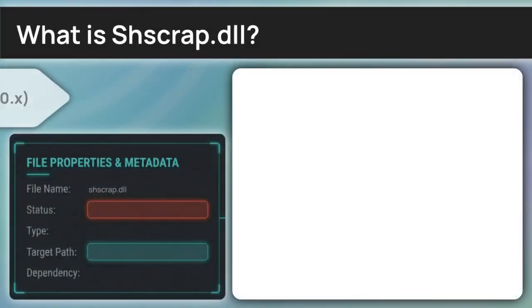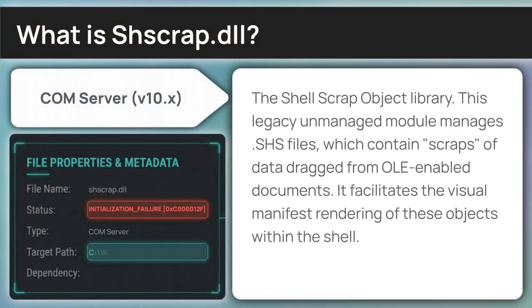This is the Shscrap Library, the shell scrap object library. This legacy unmanaged module manages .shs files, which contain scraps of data dragged from OLE-enabled documents. It facilitates the visual manifest rendering of these objects within the shell.